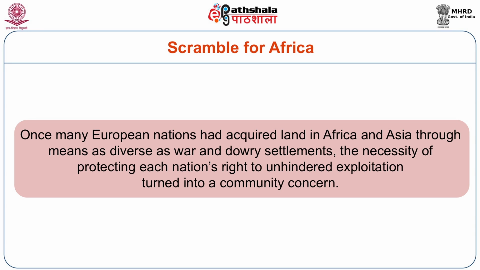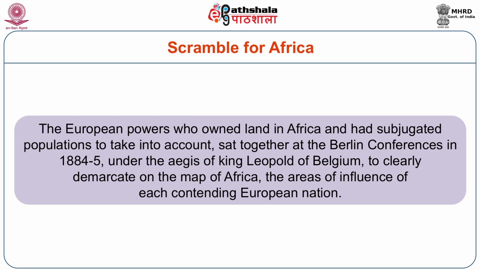Once many European nations had acquired land in Africa and Asia through means as diverse as war and through the dowry of kings, the necessity of protecting each nation's right to access the natural resources that it had annexed led to a collective meeting in the last decade of the 19th century, sponsored by the ruler of Belgium, King Leopold, and presided over by his minister Bismarck.